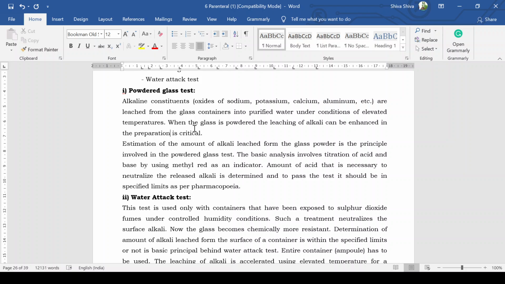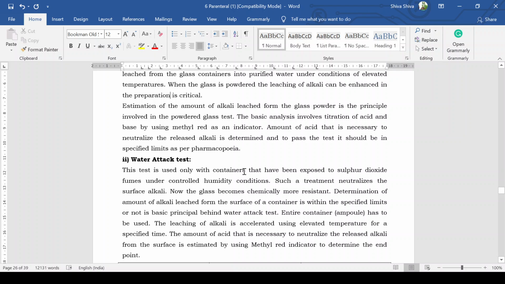मग हे जे ऍसिड लागलं तुमची जी अल्कली लीच झालेली आहे तुमच्या कंटेनरमध्ये, ते अल्कली जे लीच झालेली त्याचं डिटरमाइन करण्यासाठी जे ऍसिड लागलं, मिथिल रेड इंडिकेटर यूज केला आपण, ते जे अमाऊंटचं ऍसिड लागलं त्याची जी क्वांटिटी आहे ती जी फार्माकोपियामध्ये लिमिट दिलंय त्याच्यापेक्षा जास्त नको, तरच तुमची पावडर ग्लास टेस्ट पास होणार आहे. सेकंड टेस्ट आहे वॉटर अटॅक टेस्ट.